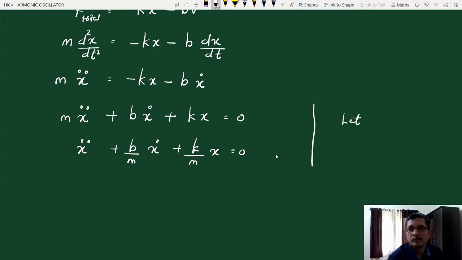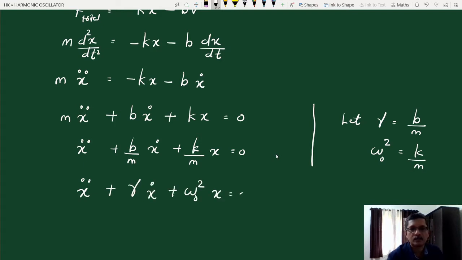Let us introduce gamma equal to b by m. Already we know that k by m is nothing but omega 0 square, which is the angular frequency of the undamped oscillator. Omega 0 is the square root of k by m, so omega 0 square is k by m. If we substitute these terms, x double dot plus gamma x dot plus omega 0 square x equal to 0. Let's call it equation 1. This is the equation of motion of a damped harmonic oscillator.